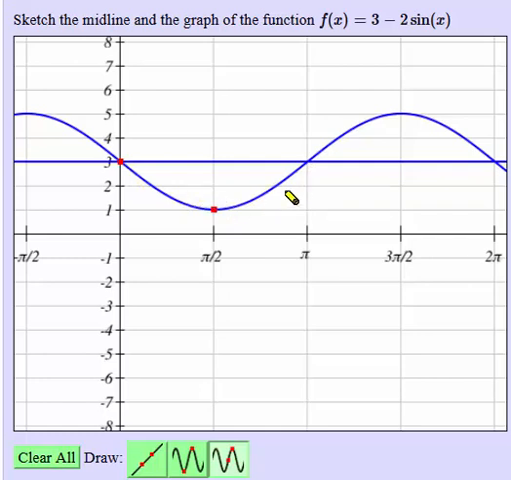I call this the trough of the wave. And there you can see it took pi units to do that. Then it takes another pi units to get the crest of the wave right here. And if you look down, you can see that that took 2 pi units.